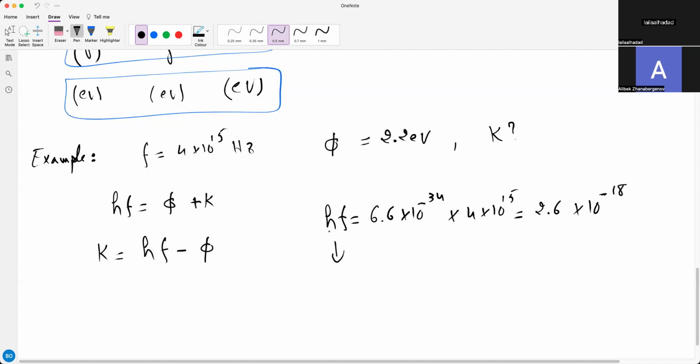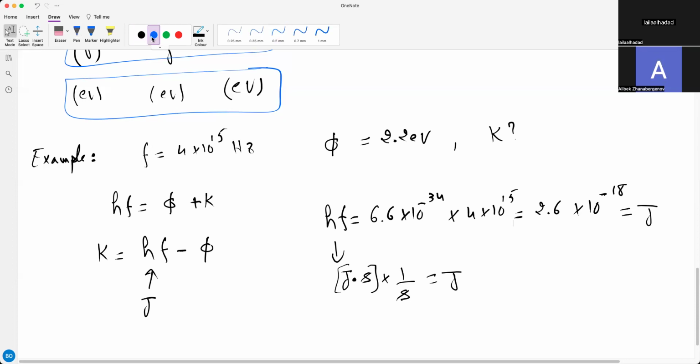What is the unit of the Planck's constant? It's joule second, right? What is the unit of the frequency? Frequency is hertz, which is 1/second. You can see that you can simplify here, and it becomes joule. So the unit is in joule. Did you understand? Yes. Okay. So now we know that what you get here is joule.